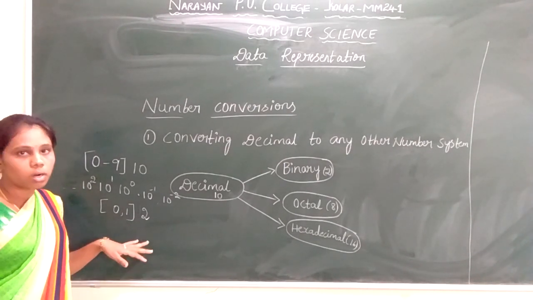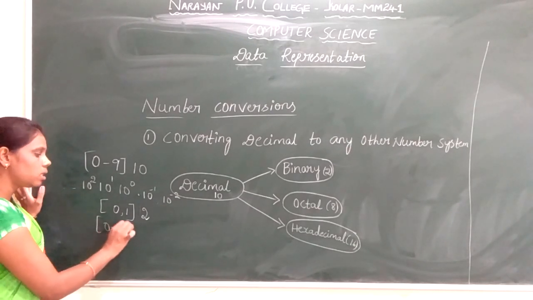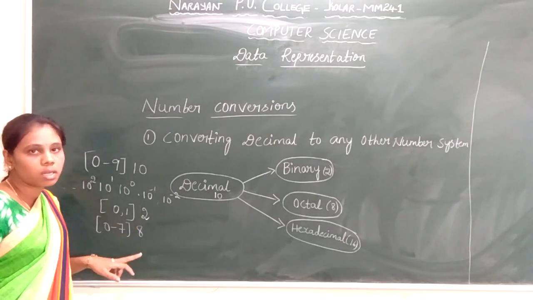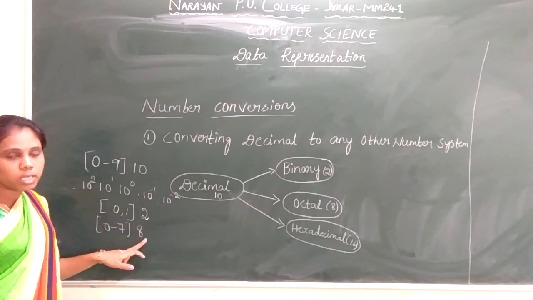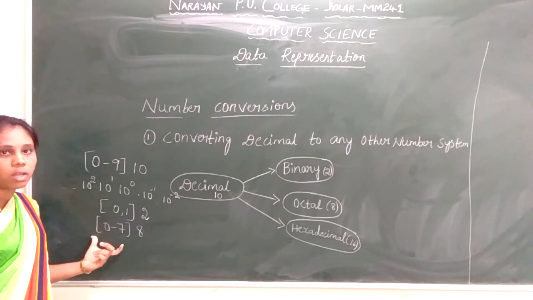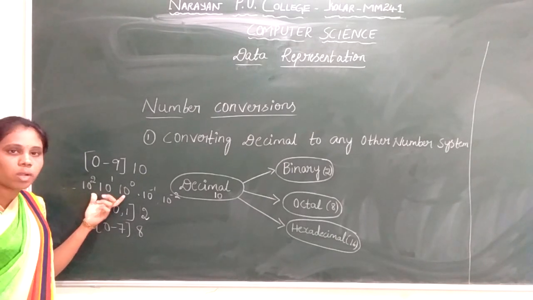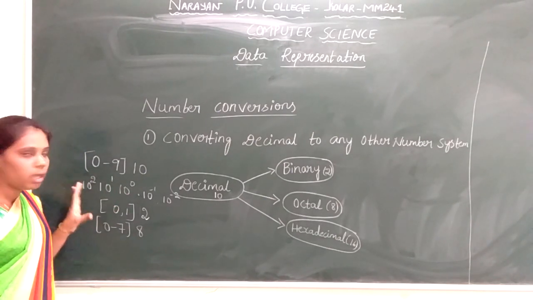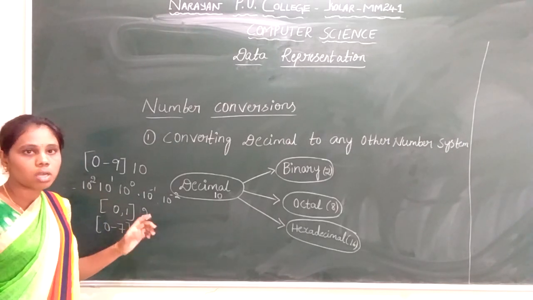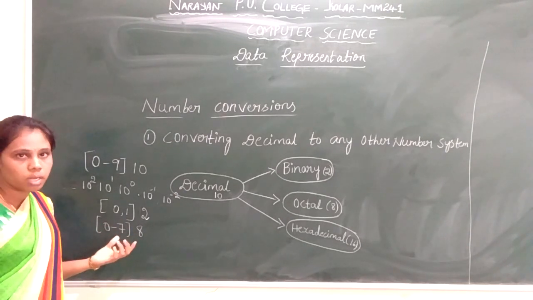Next we studied the octal number system. In the octal number system we use a total of 8 digits, that is from 0 to 7, and the base of the octal number system is 8. Why is the base of the octal number system 8? Because we use a total of 8 digits in the octal number system and the weights are expressed as powers of 8, and this also has positive powers and negative powers according to the decimal point.